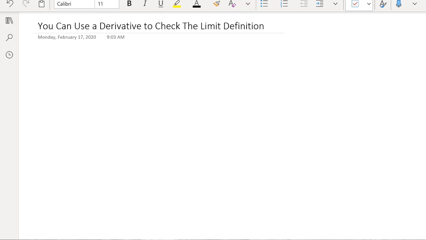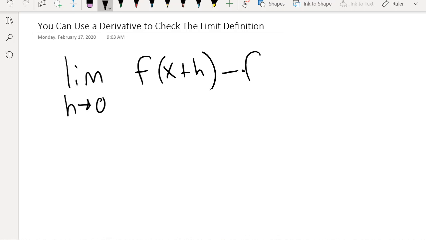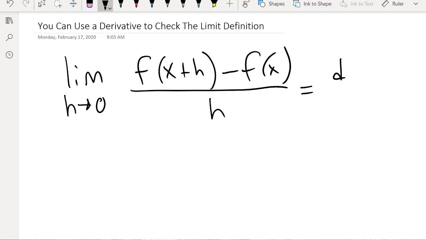Today I want to talk about how you can use a derivative to check the limit definition. What I mean by limit definition is this: the limit as h approaches 0 of f of x plus h minus f of x all over h, which sounds kind of like the quadratic formula, is the same thing as taking the derivative, d dx, of that thing. So that's the limit definition.